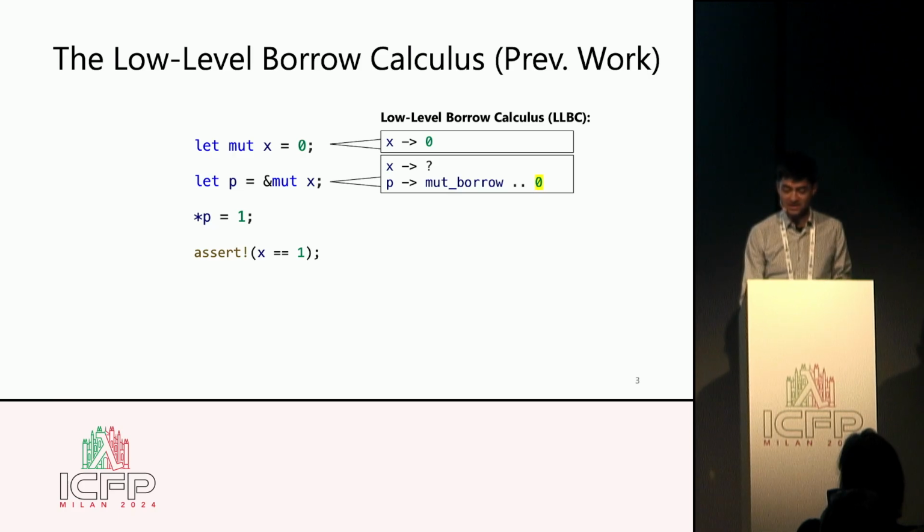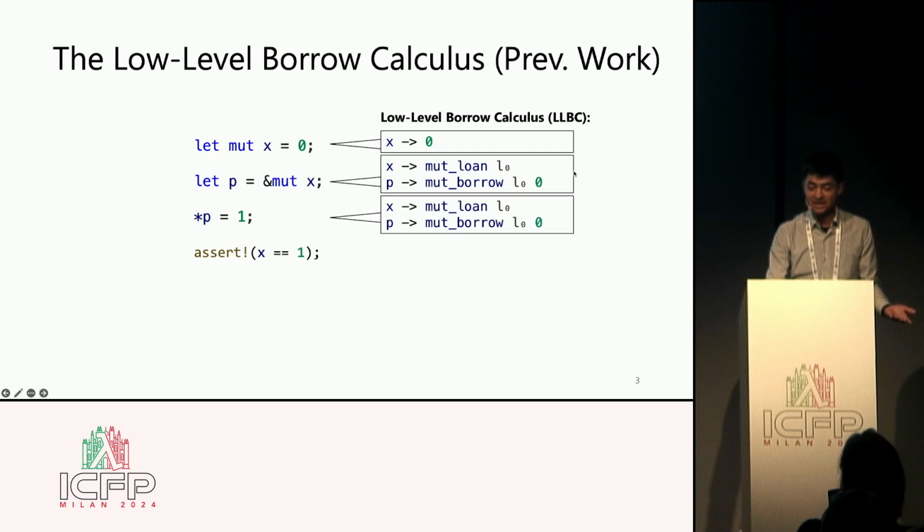And we do so by updating the value of x to some mutable loan value, and by introducing a fresh identifier L0 to link the mutable borrow to the mutable loan. So in this environment, we get that either x is mutably borrowed by p, or that p mutably borrows the value 0 from x. Okay? And then we can continue.